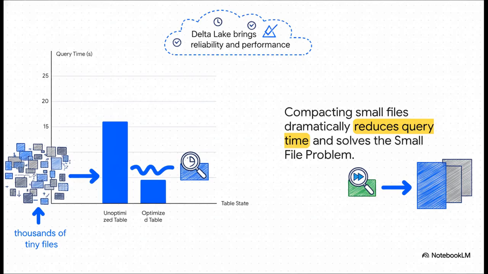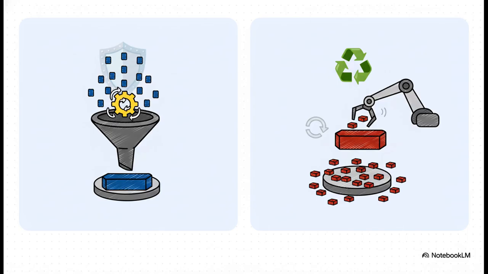Just look at this chart. A query goes from over 16 seconds down to under 5. The only change? Compacting all those tiny files into bigger ones. A massive win. So Delta gives you a couple of cool tools to fight this. Think of it as proactive versus reactive.